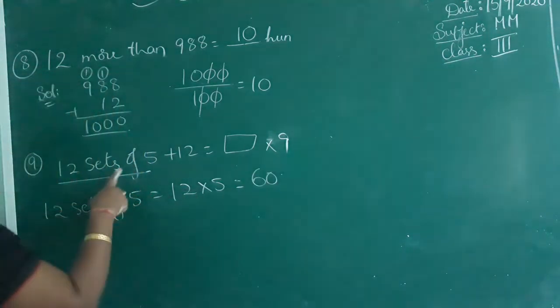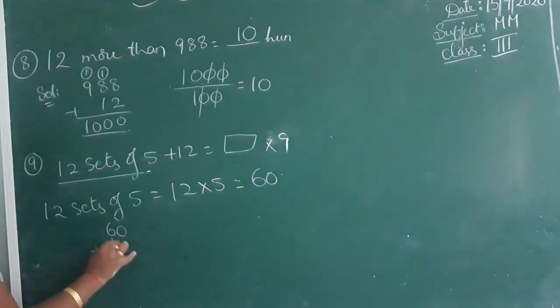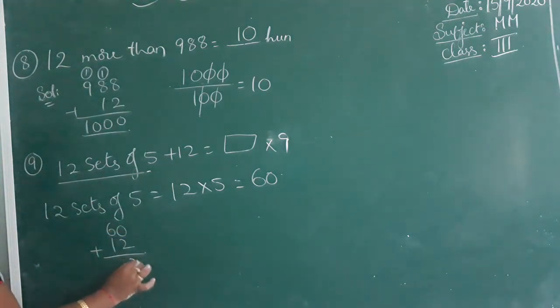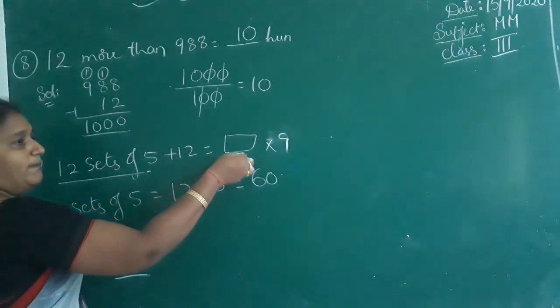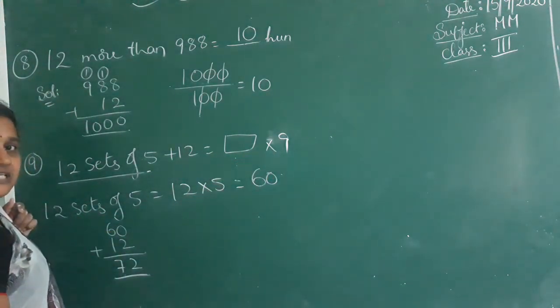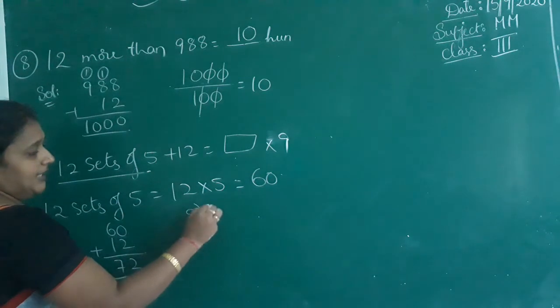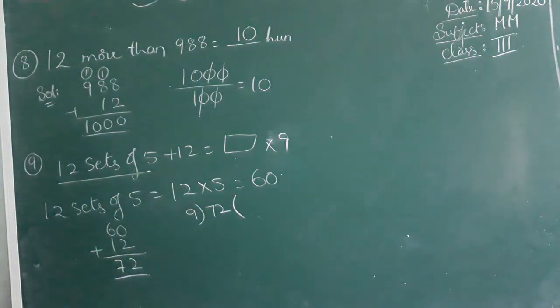It's not only 12 fives, plus 12. What is 60 plus 12? 0 plus 2, 2; 6 plus 1, 7. 72. They are asking 72. This 72 equal to blank into 9. That means in the 9 table, when does 72 come? In the 9 table 72, when it comes, children, read out the 9 table again.